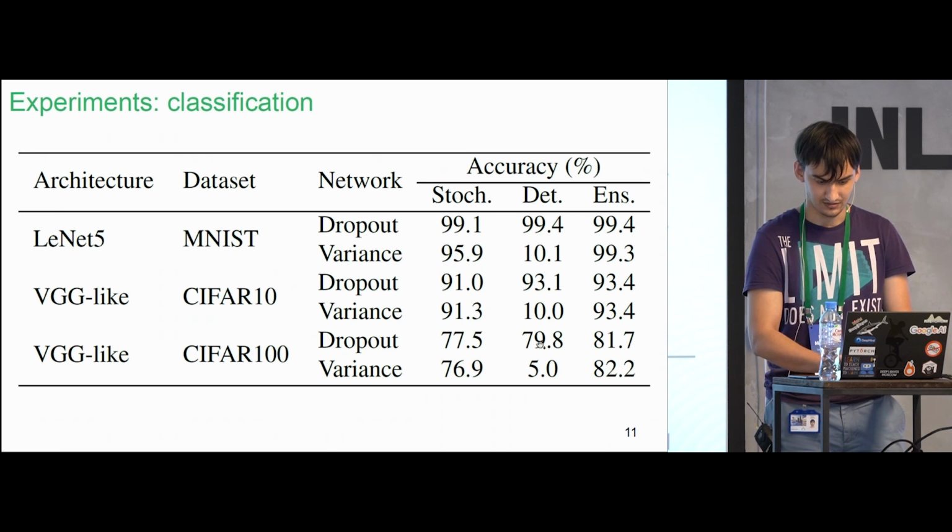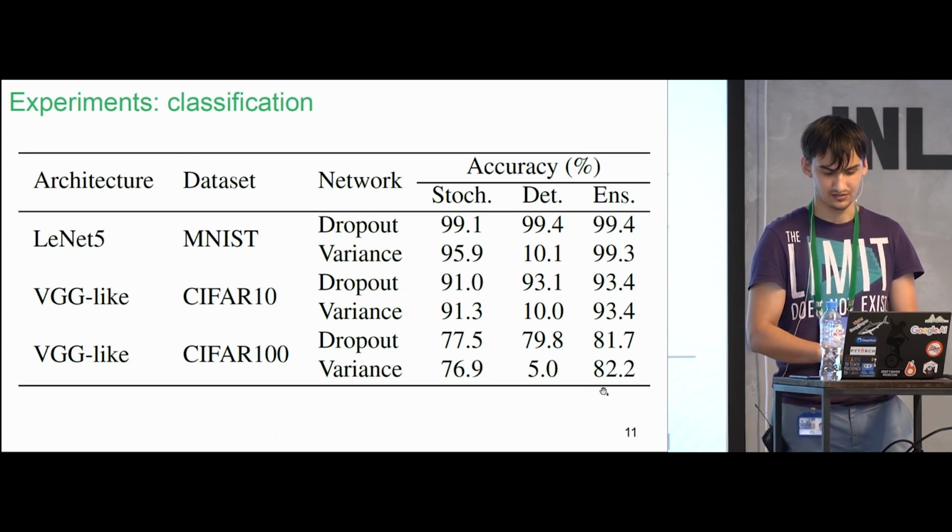And as you can see, you have this huge gap between the stochastic prediction and the ensembling, from 96 to 99, from 77 to 82. This gap is much smaller, for example, for dropout.